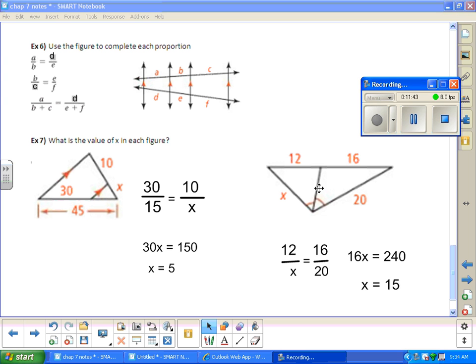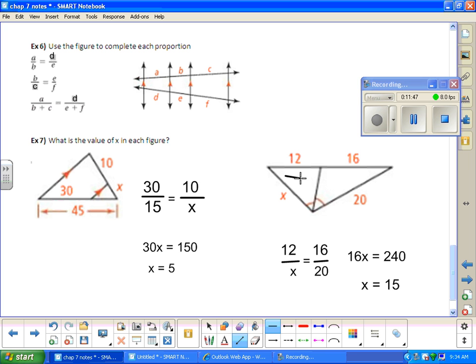Over here, same thing, I've just drawn my fraction bars here, and I've written 12 over X equals 16 over 20. Cross multiply, you end up with 16x equals 240. Divide both sides by 16, and x equals 15.